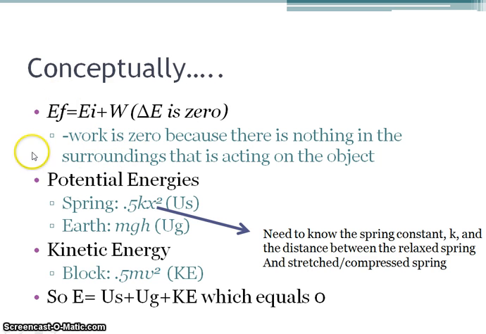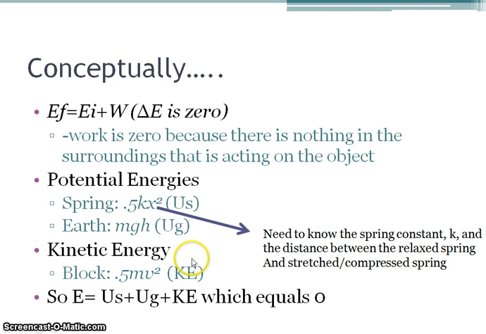In addition, we have to focus on potential energies. For the spring, it's 1/2 kx squared. And for this, we need to know the spring constant K and the distance between the relaxed spring, which is L sub 0, and the stretched or compressed spring. You can find K by using the formula 4 pi squared times m divided by the period squared equals K. And you can find the relaxed length by taking the magnitude of the length minus mg over K, once you find K.